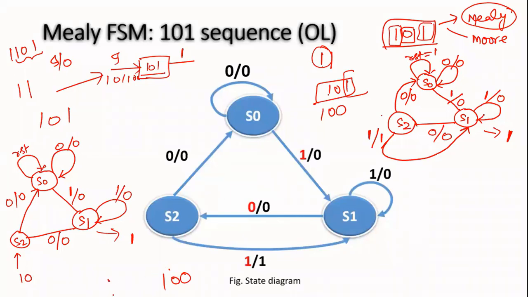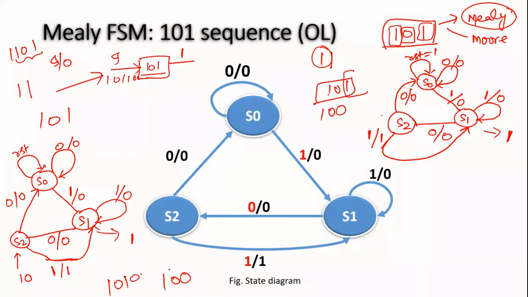What if I am getting 101? Oh, that is my required pattern. So in case I am getting 1, then I am expected to give the output because 101 is reached. That is okay. But where should I go? Again, you go and wait here.